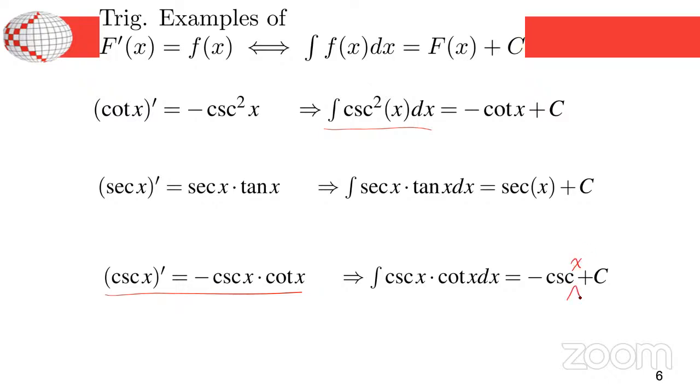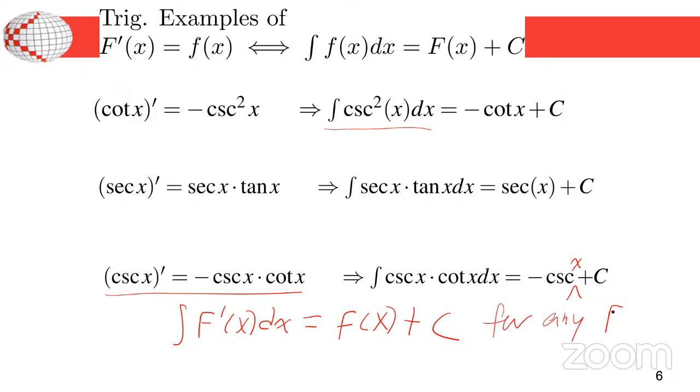Now here you can actually summarize a more general fact. If you integrate the derivative of a function, you will get the function itself plus c. This is true for any function. Capital F could be a trig function or any other function. So we immediately get six formulas.